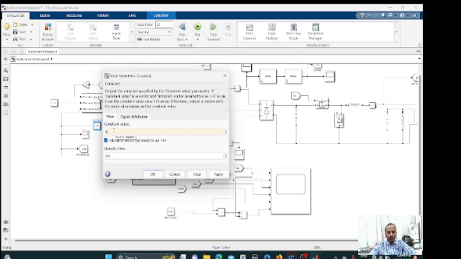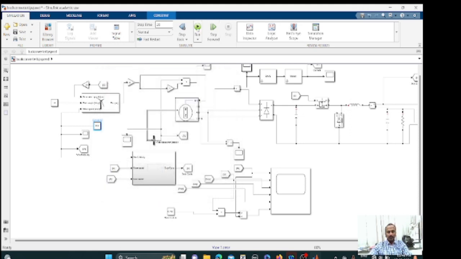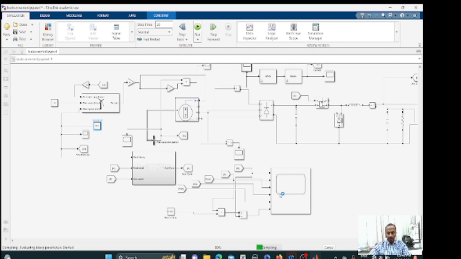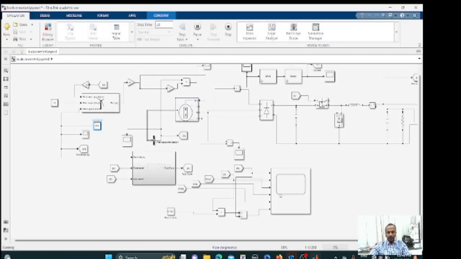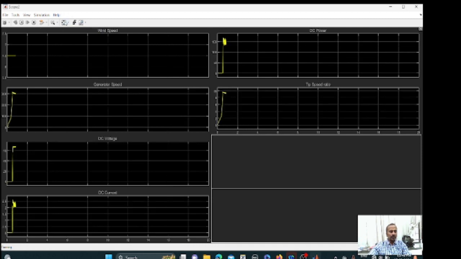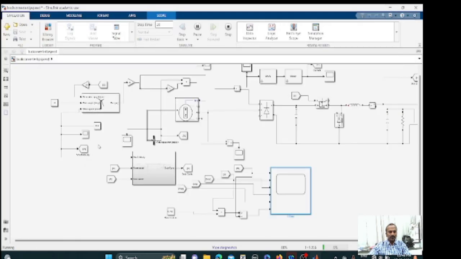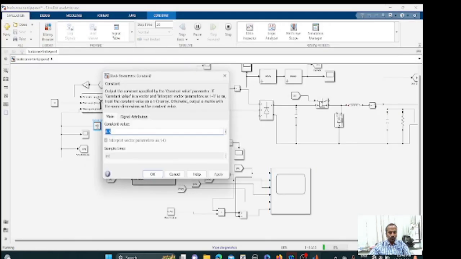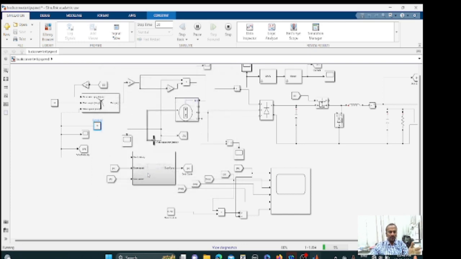Now I am taking 6.5, because at 6 meters per second the output power is very low. Let me run the simulation first, then the output power varies. I will explain the waveforms entirely later, and after some time I am making this 8. So 8 means the wind velocity is increasing, therefore the optimum speed will also increase and the output power will increase. I already explained the tip speed ratio in the previous lecture.